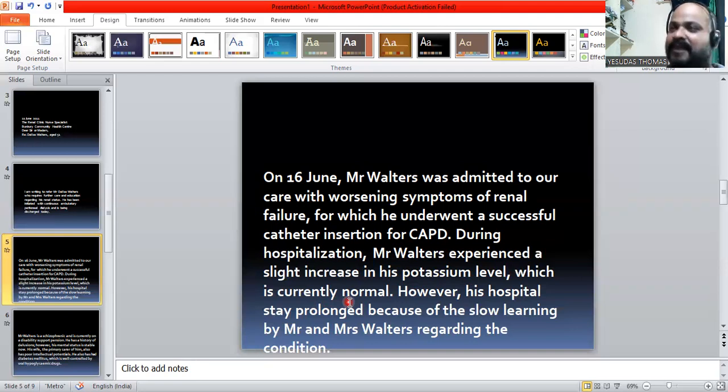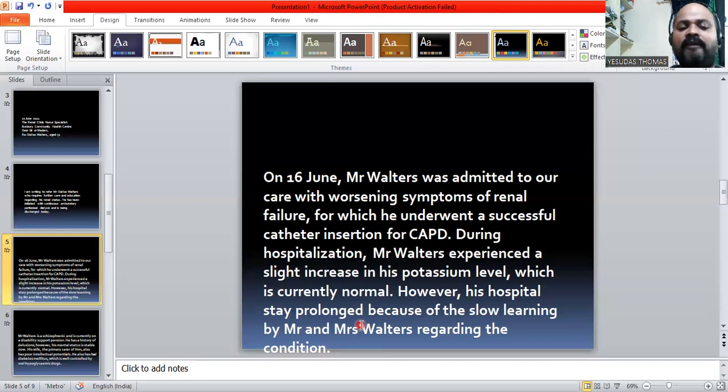There was a variation in his potassium level. However, his hospital stay was prolonged. Even though it became normal, his stay continued. Naturally, when your results are abnormal, you have to stay in the hospital for long. But now the potassium level has stabilized. Why is he still in hospital?